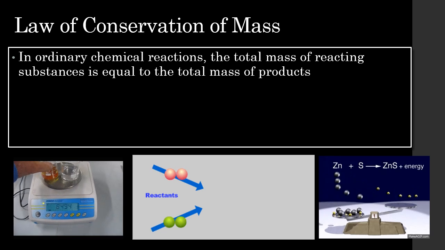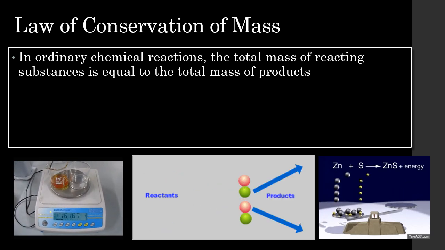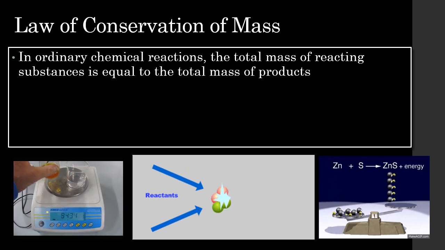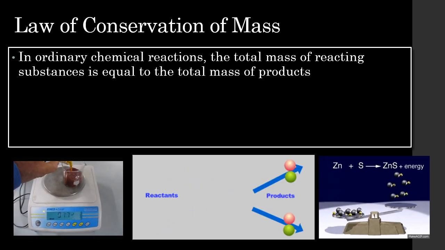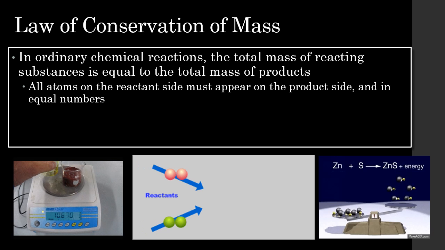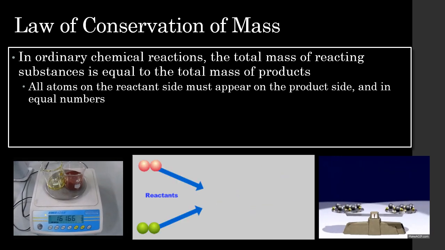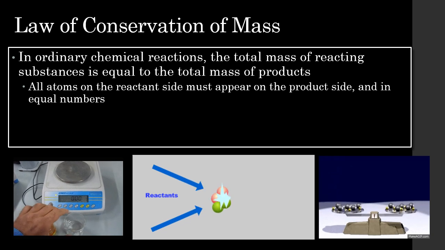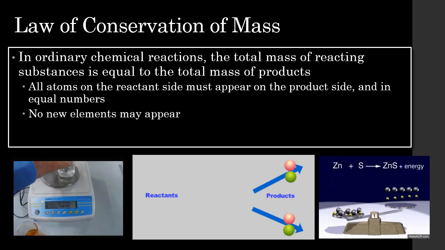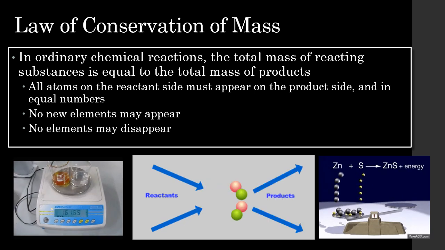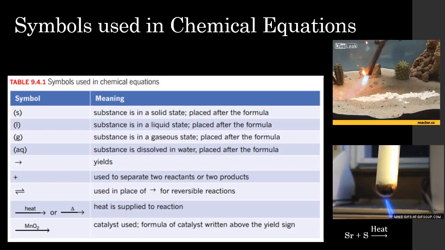So first of all, the law of conservation of mass is that matter cannot be created nor destroyed. So that means in ordinary chemical reactions, the total mass of reacting substances is equal to the total mass of the products. So that means all atoms in the reactant side of the equation must appear on the product side and in equal numbers. No new elements can appear, and no elements can disappear in this.